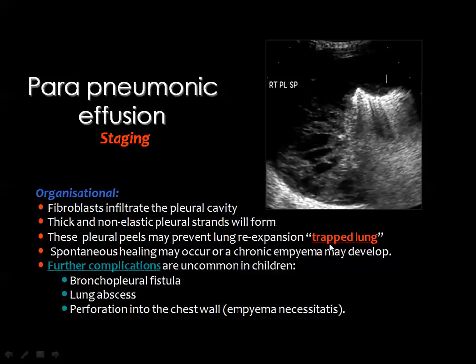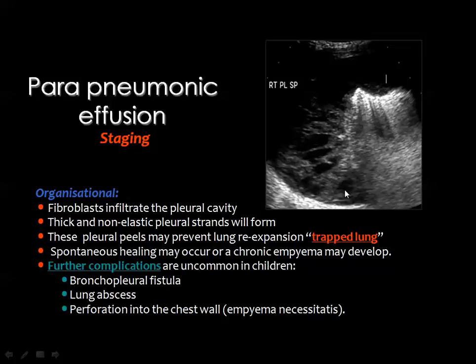Then the third stage of pleural collection, after the sterile stage and the fibrinous stage with the presence of fibrin bands, is the organizational stage, when fibroblasts infiltrate the pleural cavity with thick and non-elastic pleural strands, which will result in loculation of the pleural fluid and trapping of the underlying lung.